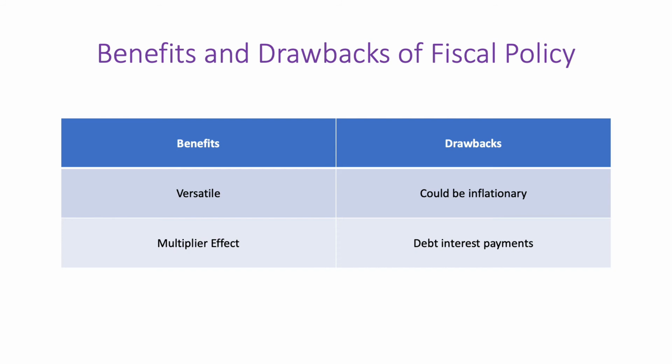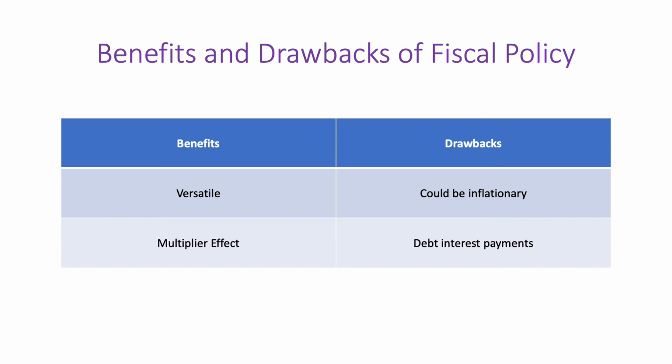Hence, the multiplier effect. This shows that fiscal policy can be very effective in stimulating an economy, especially during a recession, and this is one of the central tenets of Keynesianism. There are, however, disadvantages. Firstly, fiscal policy can be inflationary. The increased aggregate demand caused by government spending could cause the general price level to increase. This is covered in my inflation video.